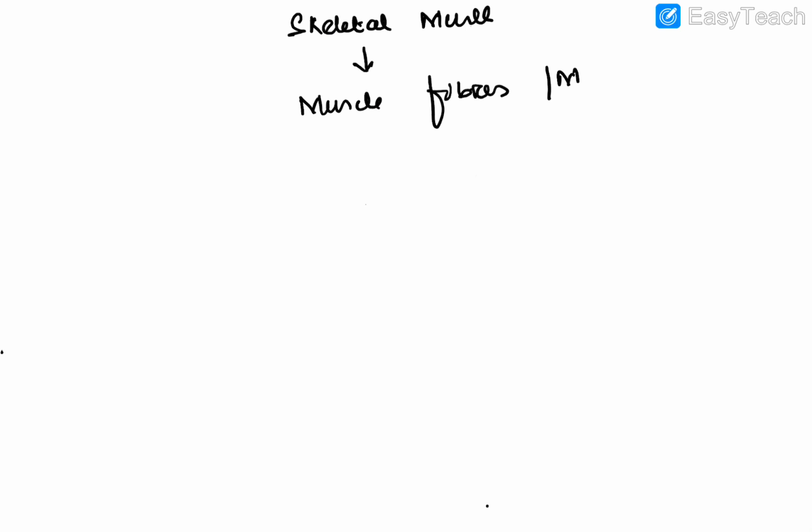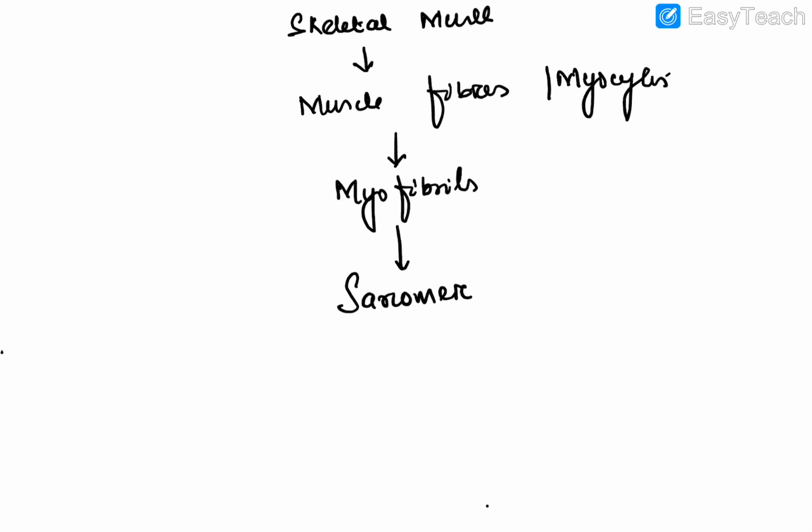Understanding skeletal muscle contraction begins with understanding a few terminology which make up the skeletal muscle. So the skeletal muscle is actually made up of muscle fibers, which are also known as myocytes. Each myocyte is made up of myofibrils, and these myofibrils are made up of sarcomeres, and these sarcomeres are made up of thick filaments and thin filaments.